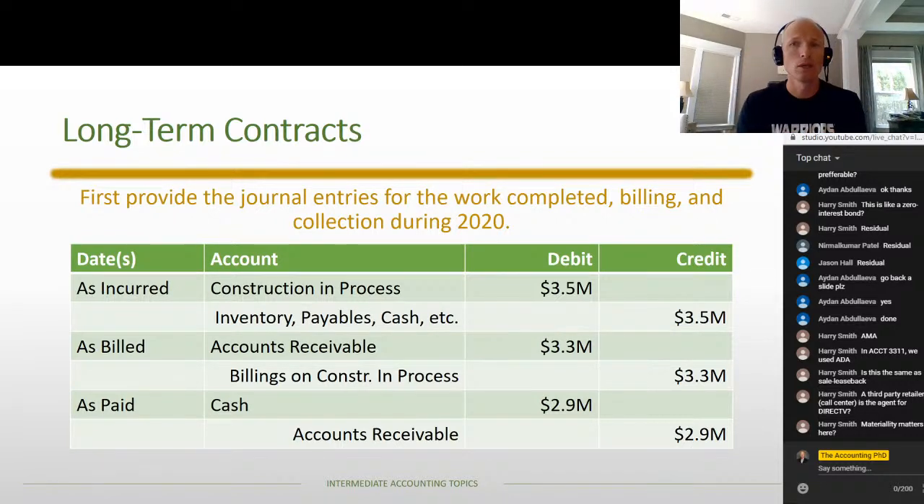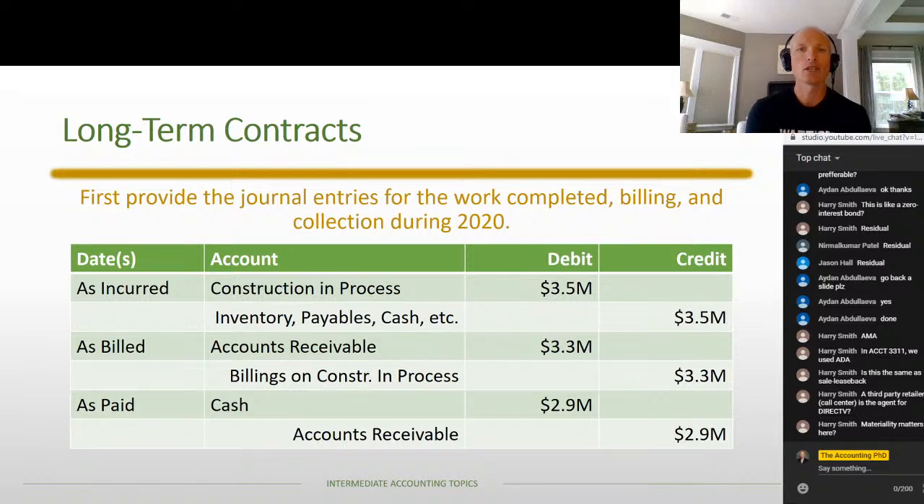At some point, I am able to bill my customer. Whenever I bill the customer, now I have an unconditional right. That then becomes an accounts receivable. In this example, we said that we had billed $3.3 million. So whenever I bill the customer, I debit my accounts receivable and I credit what's called billings on construction in process. Billings on construction in process is the credit, $3.3 million. So I have construction in process, and now I have accounts receivable, and I have billings on construction in process.